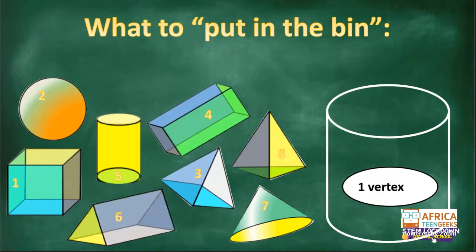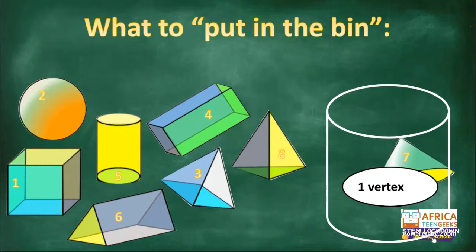What to put in the bin? 1 vertex. Right, the first one was Ethan. Great job, Ethan. 1 point. Oh, it's 1 answer, so you get 2 points.